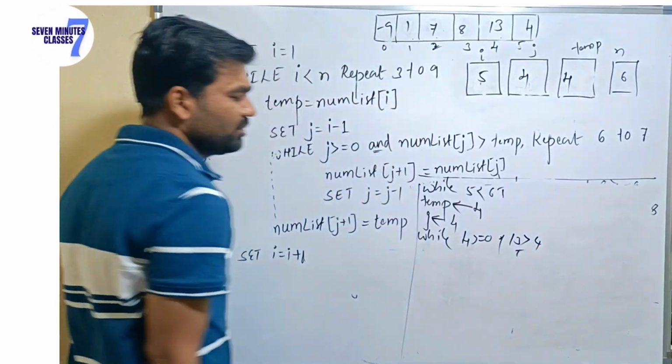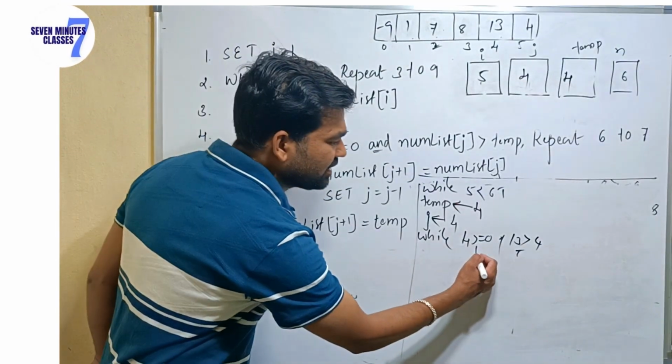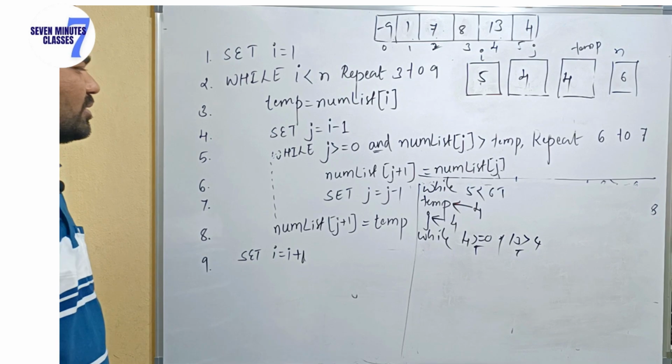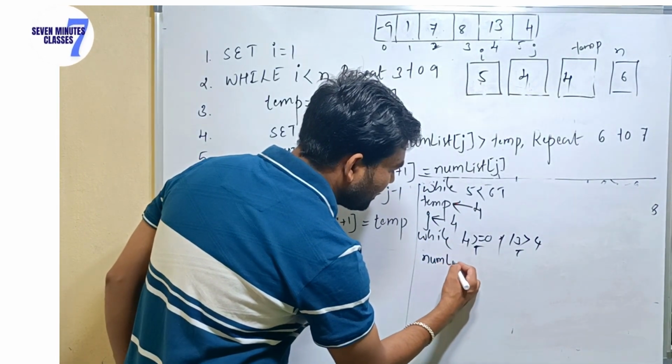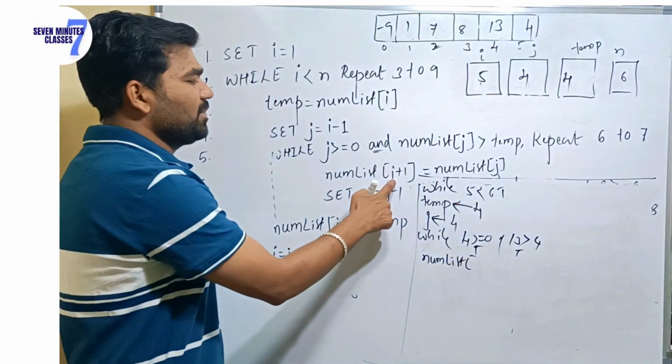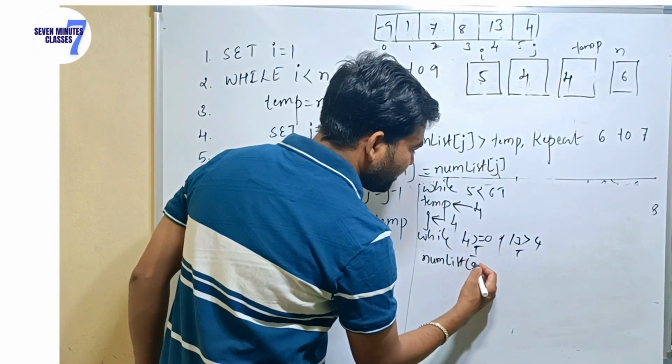Yes, it is true. Both are true. 4 is greater than 0. It is also true. Then num list of j plus 1. Let me write: num list of j plus 1. J was 4. 4 plus 1 is 5.